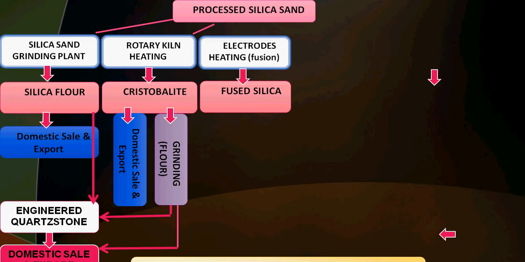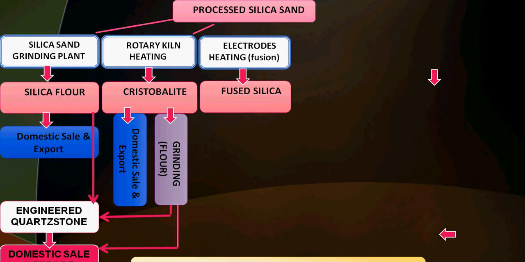To produce fused silica from silica sand, you need electrodes. The electrodes need electricity to heat the silica sand, and this process is called fusion. So silica sand converts into fused silica. What is fused silica? Fused silica is a glass. So you must be wondering, what is the difference between ordinary glass and fused silica? The ordinary glass, or window glass, or flat glass, is produced from 70% silica, 30% other things. And the 30% other components are limestone, dolomite, feldspar, soda ash, and many other things.